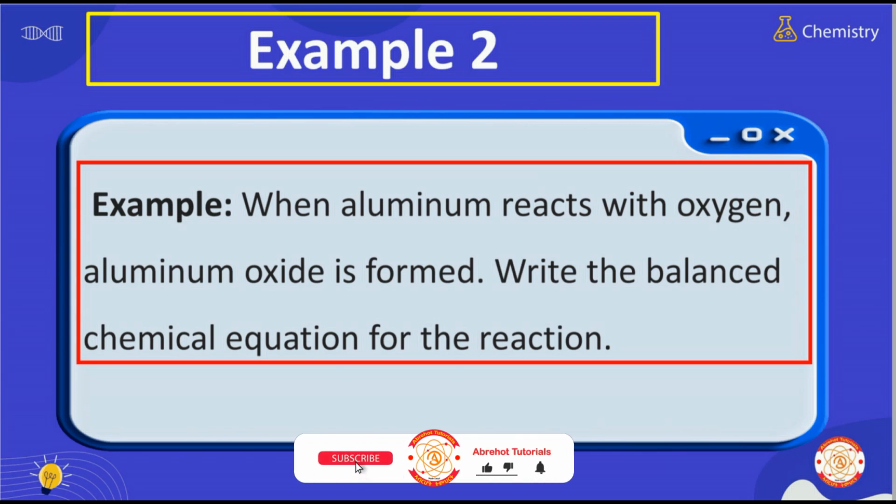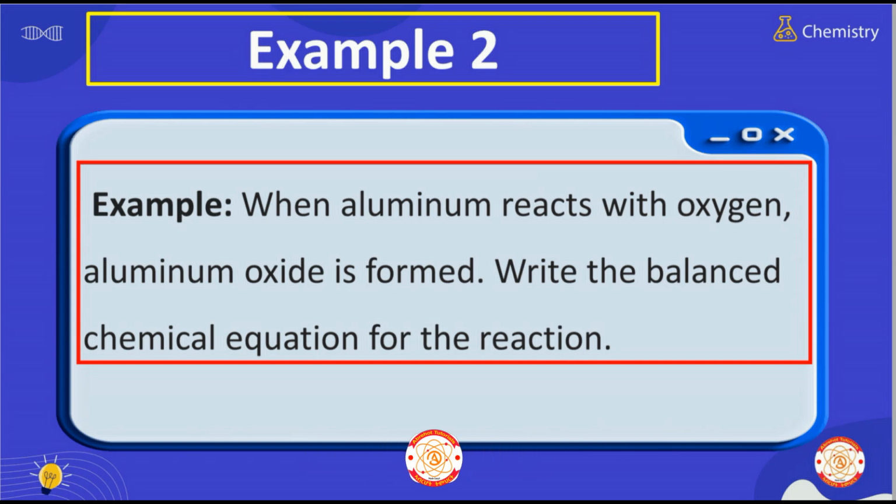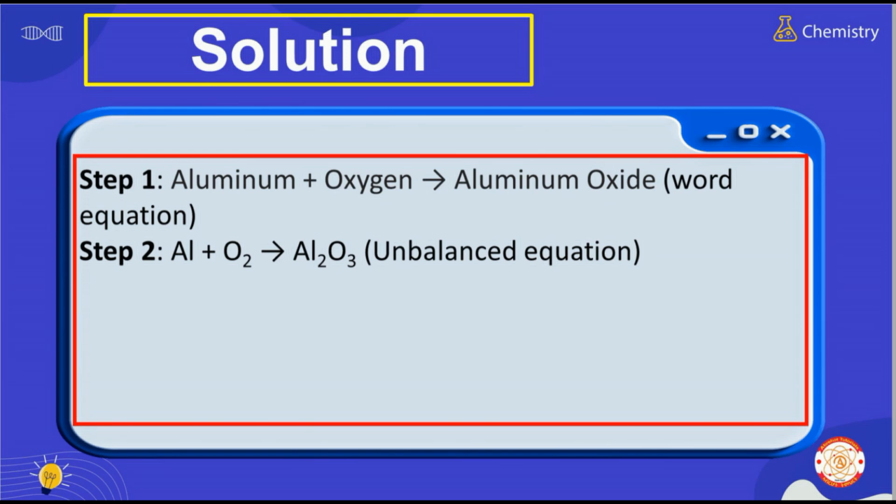Let's do it together. Example 2. When aluminum reacts with oxygen, aluminum oxide is formed. Write the balanced chemical equation for the reaction. So the unbalanced chemical equation is this.